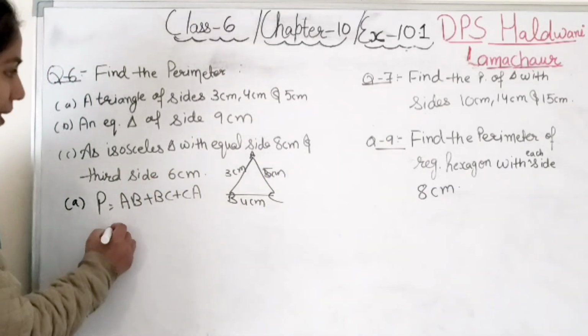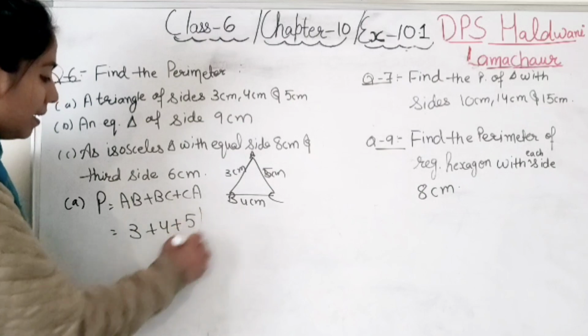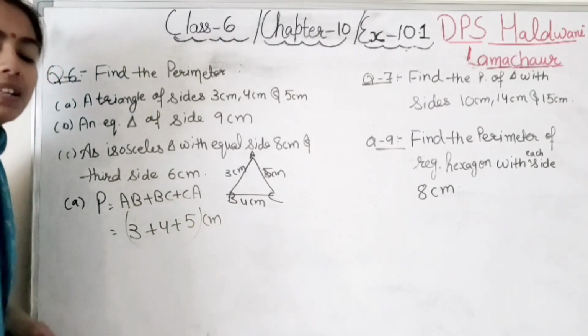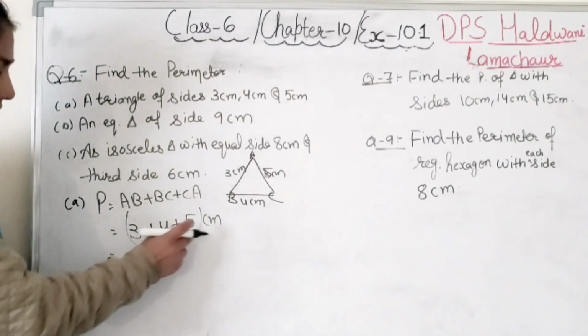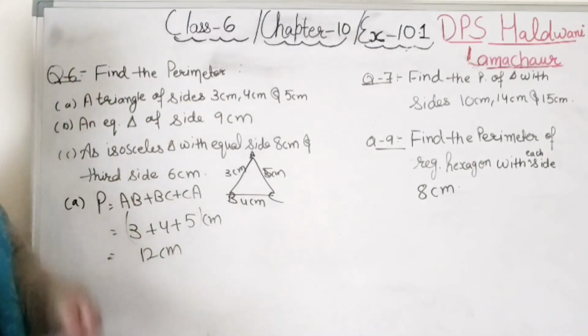So accordingly you have to put AB plus BC plus CA. Very simple, student. You just have to add all these sides, right? 5, 4, 9, 12 centimeter is the perimeter for A part.